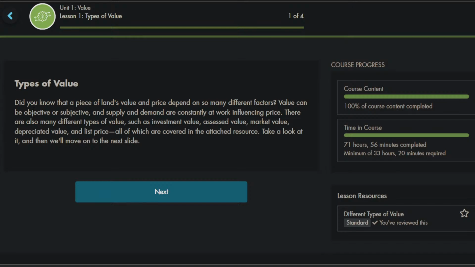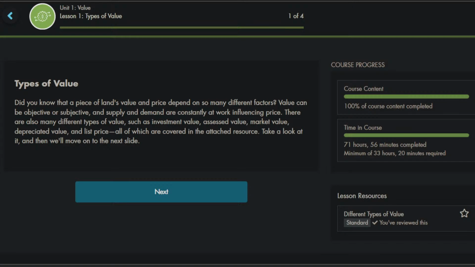Types of value. Did you know that a piece of land's value and price depend on so many different factors? Value can be objective or subjective, and supply and demand are constantly at work influencing price. There are also many different types of value, such as investment value, assessed value, market value, depreciated value, and list price, all of which are covered in the attached resource. Take a look at it, and then we'll move on to the next slide.